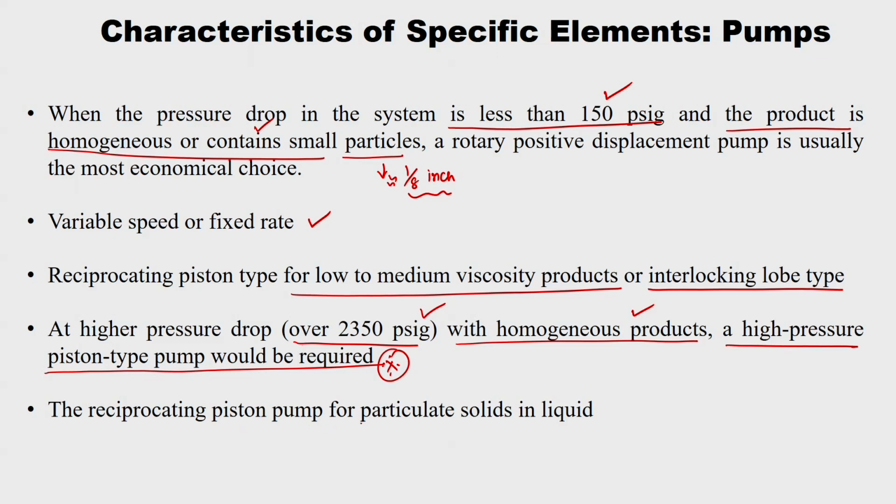The reciprocating piston type for particulate solids in liquid, so this may be of around 3-inch particle, right. So this is a snapshot of which pump to be used where. If the pressure drop is less than 150 psig, I would go for rotary positive displacement, or if it is a reciprocating piston type, that would be used for low to medium viscosity products with interlocking type, and at high pressure drop as well as homogeneous products, then I would be using piston type pump. The reciprocating piston type pump for particulate solids in liquid. So this particulate will be approximately 3-inch size.